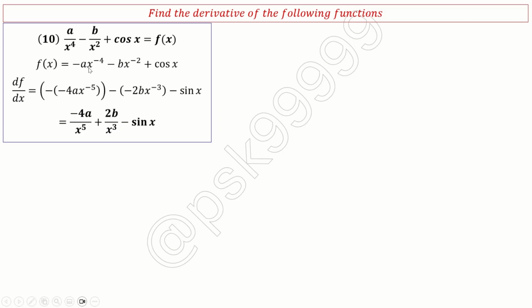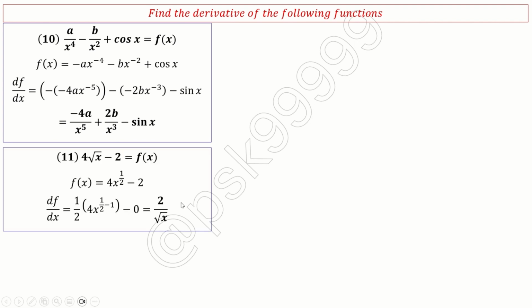Okay. So for this one, it is minus 4a into x to the power of minus 5, which is x to the power of 5 in the denominator. Okay, for this one, it is minus 2 into minus, which is 2, 2b x to the power of minus 3. So plus 2b by x to the power of 3. For cos x, it is minus sin x. Okay, so this is how you do it.